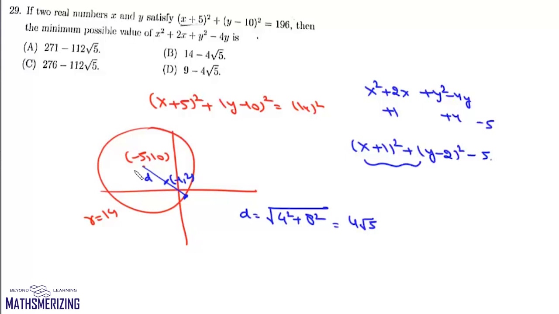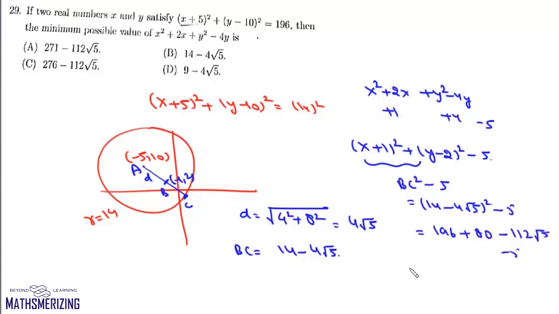So suppose this is A, B and C. So in this case, value of BC will be 14 minus 4 root 5. Now what you are given here is BC square minus 5. So it will be 14 minus 4 root 5 whole square and then minus 5. Now which is 271 minus 112 root 5, and that's your option A.